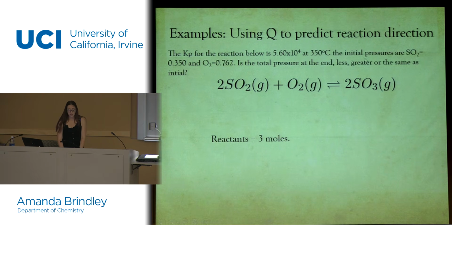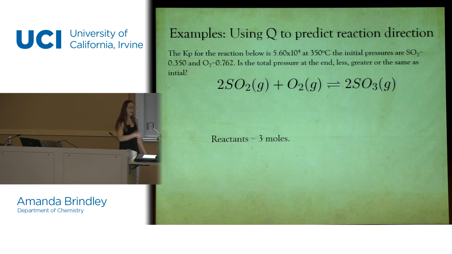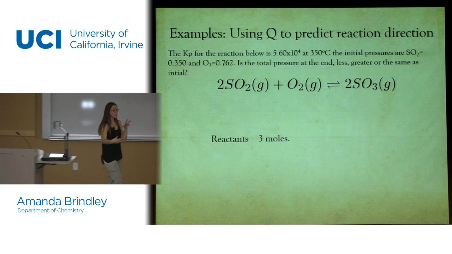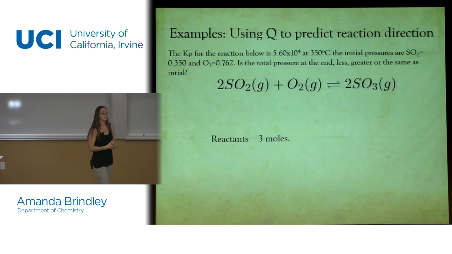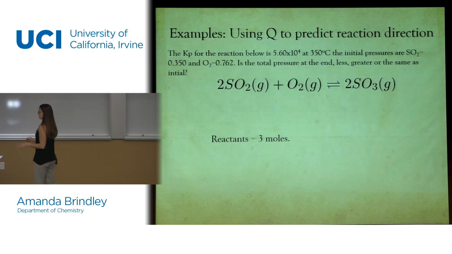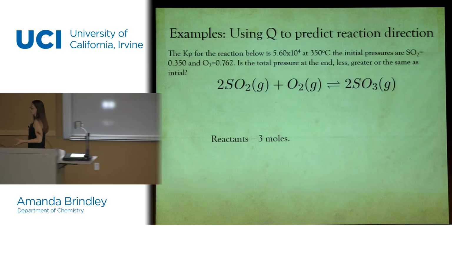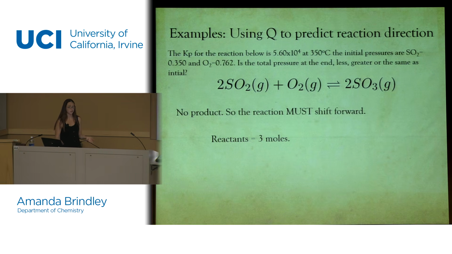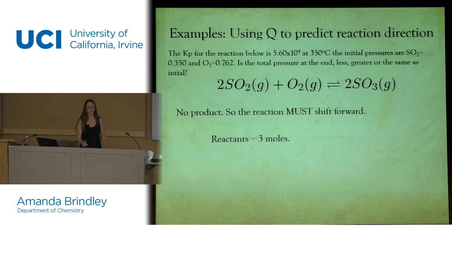Now, did I put any product in here? I have SO2 and I have O2. Did I put any product? No. If my concentration of one of my species is 0, it's got to shift toward that, okay? So I don't have any product right now, so it's going to shift toward my products. Because right now my Q is 0, right? It's 0 over some numbers, it's 0. So it's got to shift forward.